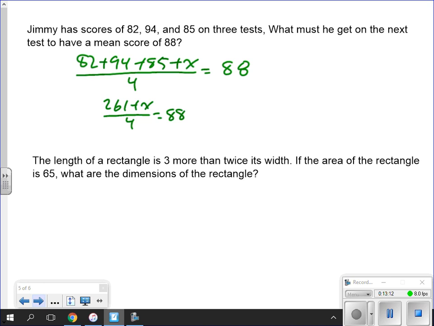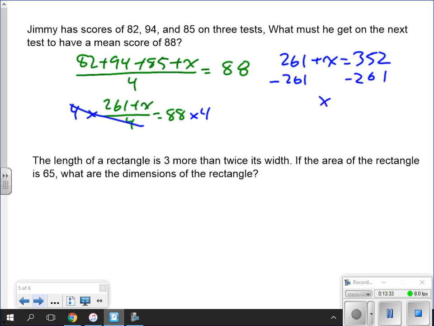My next step, to get rid of the 4 in the denominator, you multiply both sides by 4. This cancels. And you end up getting 261 plus x is equal to 88 times 4, which is 352. Subtract 261 from both sides, and x equals 91. So he has to get 91 to get an average of 88.